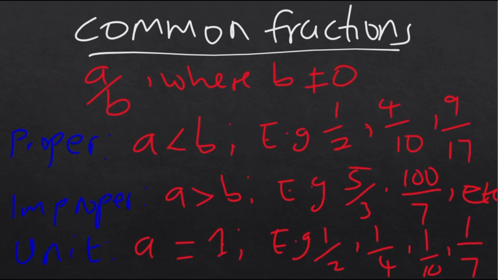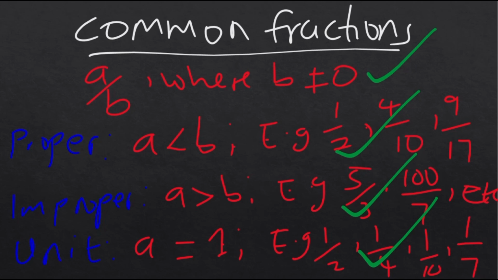So here is the summary for all of them. A common fraction is a fraction in the form a over b, where b is not 0. A proper fraction is a common fraction where a is less than b. Examples are 1 over 2, 4 over 10, 9 over 70. An improper fraction is where the a of the common fraction is greater than the b. Examples are 5 over 3, 100 over 7, etc. And a unit fraction is a special case of a proper fraction where a is just 1. For example, 1 over 2, 1 over 4, 1 over 10, 1 over 7.